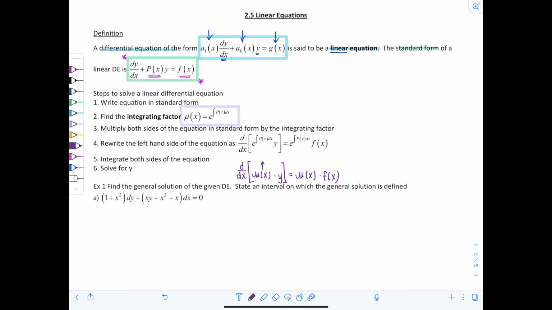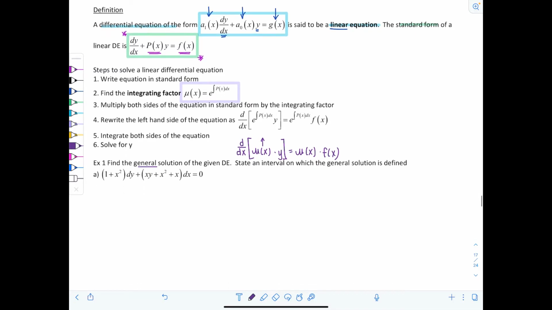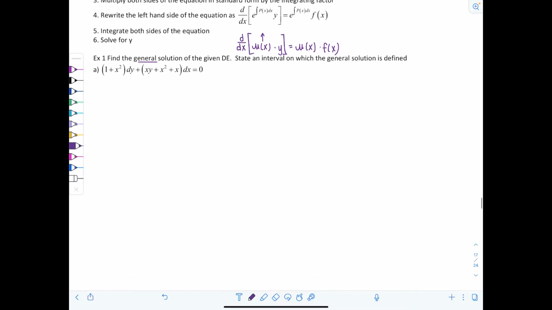Example 1 says, find the general solution of the given differential equation. State an interval on which the general solution is defined. All right, so first example here, we have (1 plus x squared) dy plus (xy plus x squared plus x) dx equals 0.